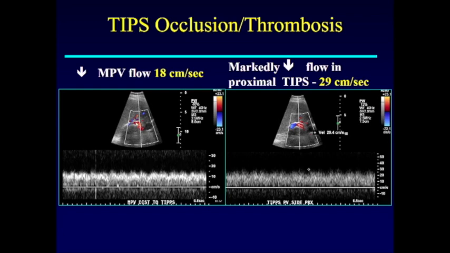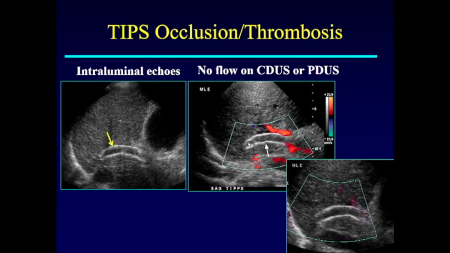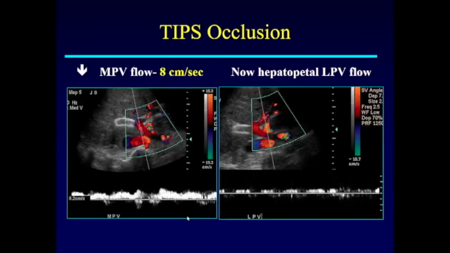Just a couple examples of occlusion. In this patient, the main portal venous flow was 18 centimeters per second, so markedly decreased. The flow in the proximal TIPS was 29, so markedly decreased. And then in the mid and distal TIPS, there was no flow. You can also see this nicely here on the grayscale and the color Doppler and even power Doppler image. Again, you want to, of course, make sure you optimize all your color Doppler settings.